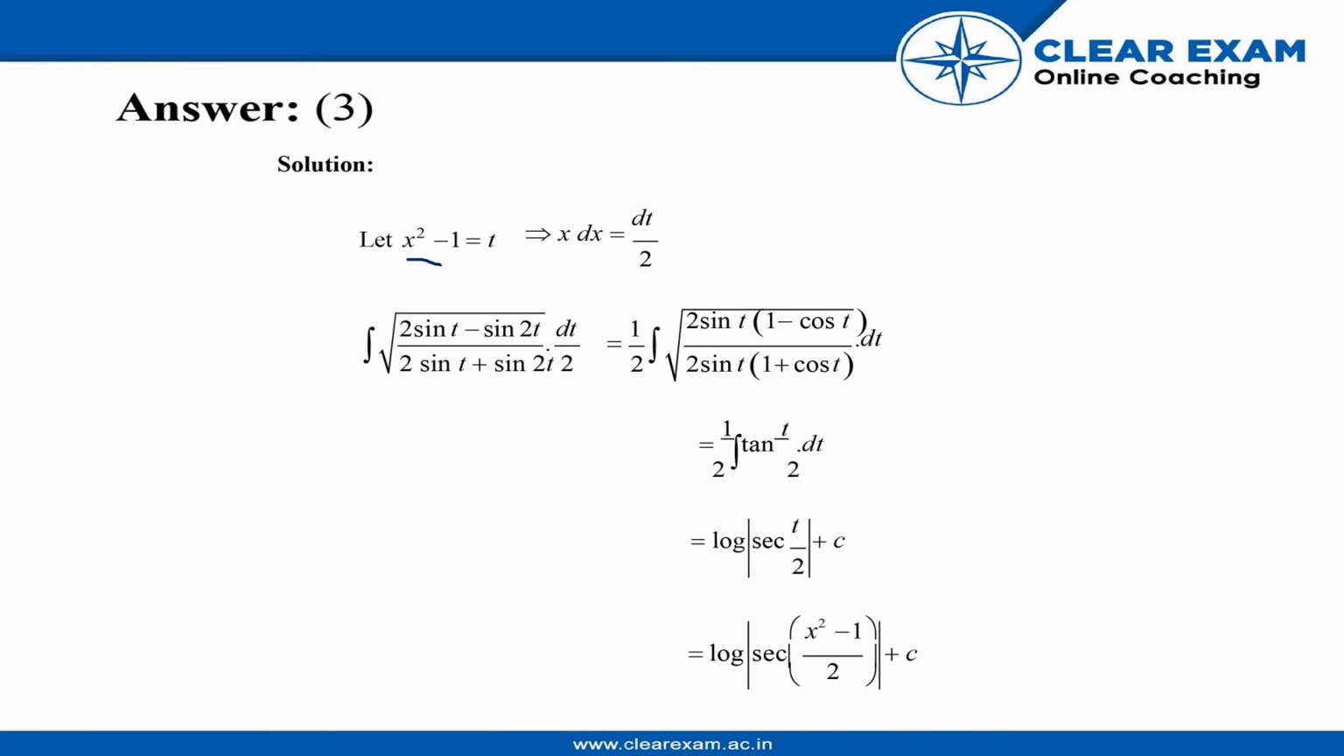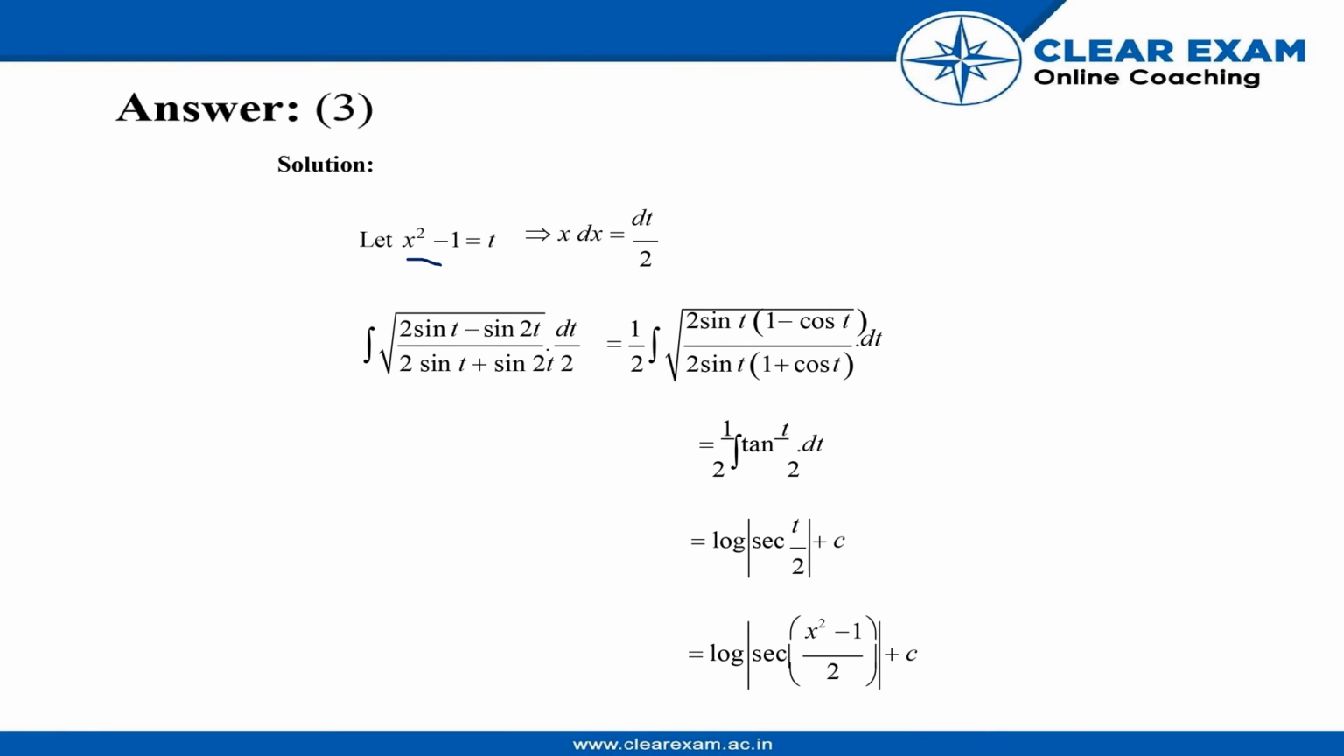So as I said, x² − 1 is taken as t, and so x dx is equal to dt by 2. Now putting the value of t, simply we get this (2 sin t − sin 2t) upon (2 sin t + sin 2t), dt by 2, taking the half, dt by 2, common. So half integration under the root, 2 sin t (1 − cos t) upon 2 sin t (1 + cos t).